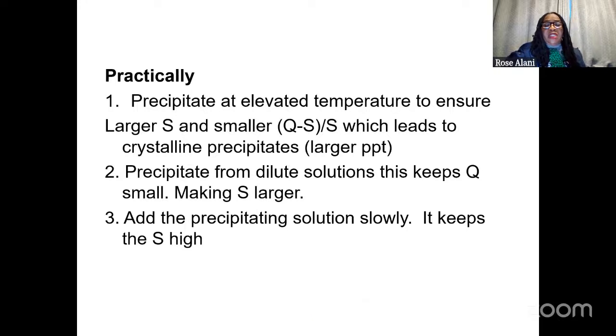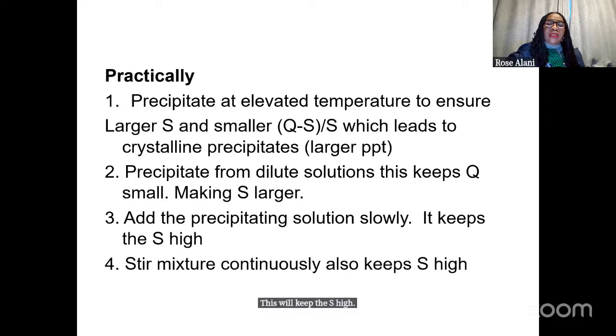And the precipitating solution should be added very slowly. If you remember, two slides ago I talked about the rate of mixing when I was listing all those things that affect filterability. I mentioned pH and I mentioned the rate of mixing. So if you add your precipitating solution slowly, this will keep the S high. Of course, when S is high, the crystalline precipitate that is useful is formed.